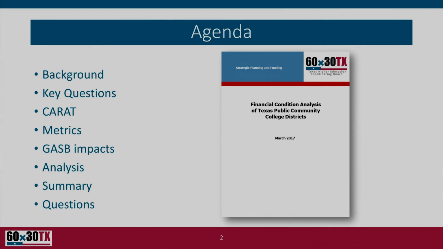So what we're going to talk about, we'll go over a background of where it comes from, a couple of the key questions we seek to solve, which not coincidentally is the very same things that the panelists brought up previously. And we'll talk about the system that we have called the CARAT system. Some of the metrics, we'll look at the statewide numbers, although in the CARAT system you can go to institutional detail at great lengths. We're going to talk about GASB, a couple of impacts that happened historically and one that's coming up. And then we'll look at some of the numbers, and then we'll finish it up.